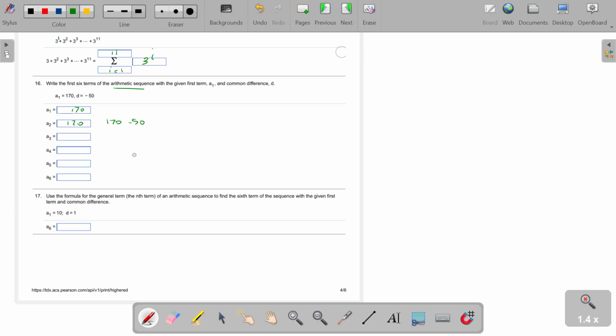And the next one is going to be 120 minus 50. That's 70, and so on. You can just subtract 50 from each term to find the next one.